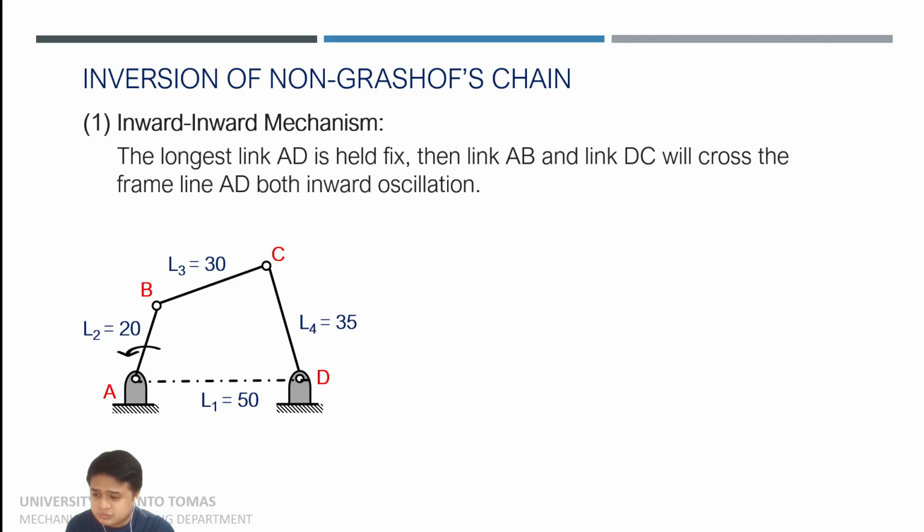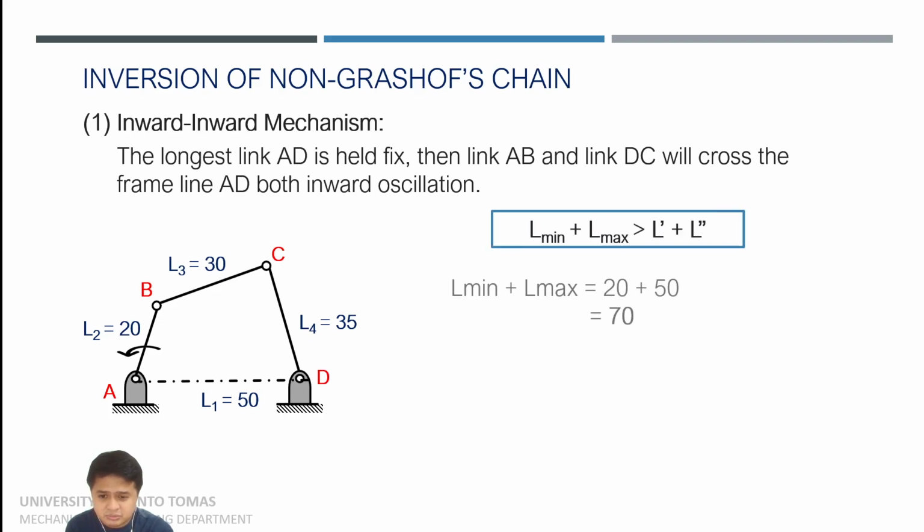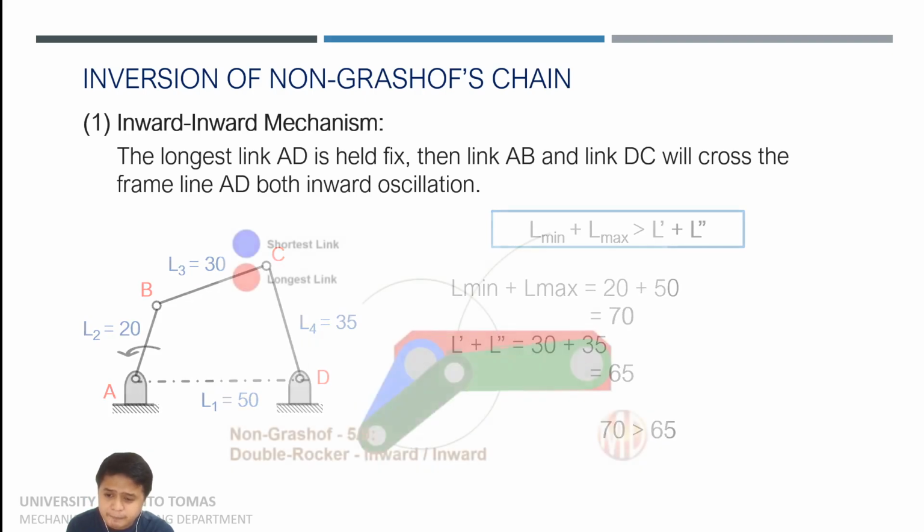So what do you mean by that? For this example, the longest link is 50. And I think there's a computation here. If you combine the longest and the shortest link, it will be 70. And the other links, if you sum them, 65. So 70 is greater than 65. Therefore, it is a non-Grashof chain. So we can identify this as an inward-inward mechanism because the longest link is the frame, no?